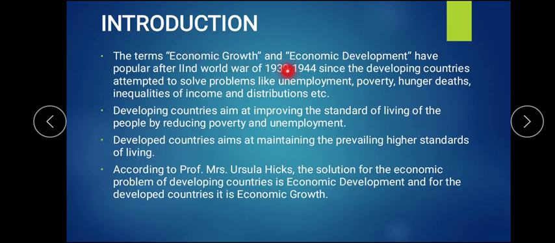It talks about the two words, economic growth and development, which became popular after World War II, that was in 1939 to 1944. They were facing so many problems like unemployment, poverty, hunger, debts, inequality of income and distribution. For developing countries, these were the problems, and they were aiming to have an improved standard of living, whereas for developed countries it was more challenging to maintain their higher standard of living.